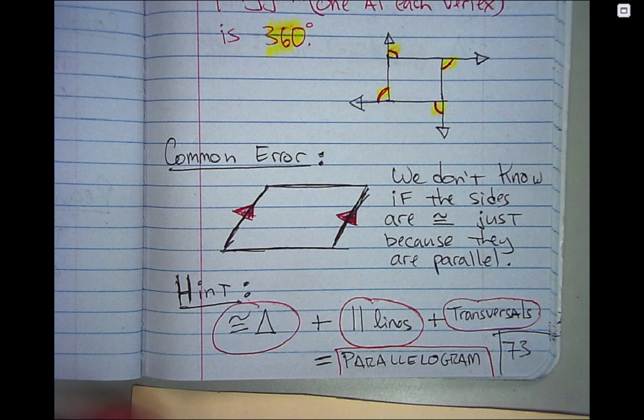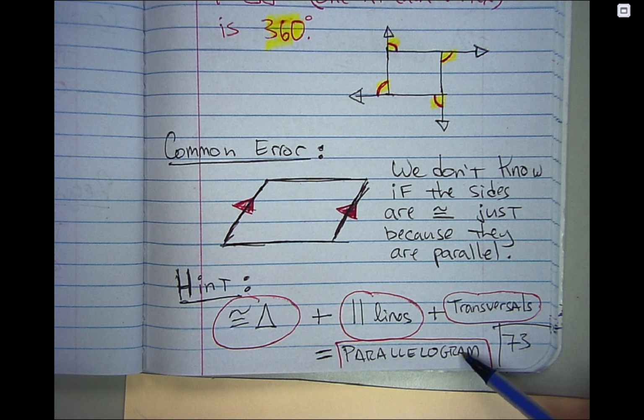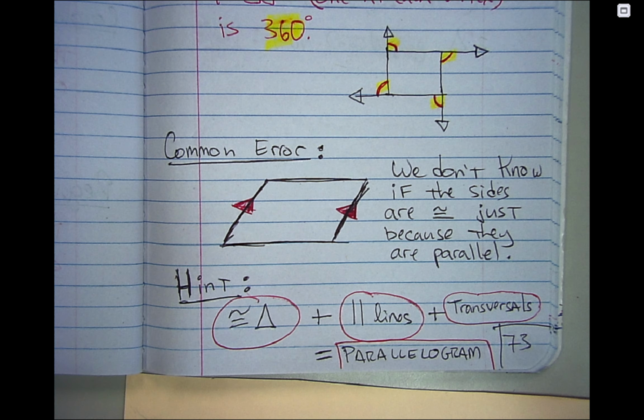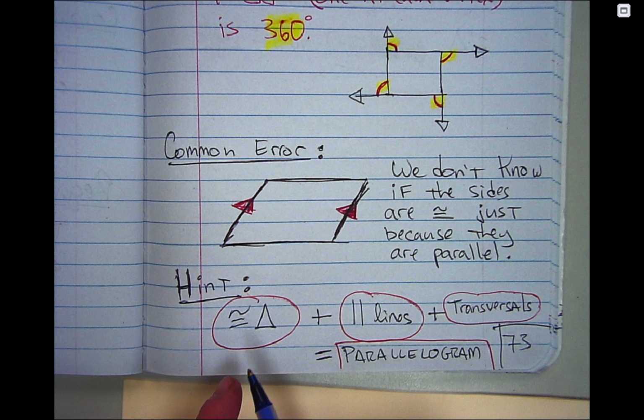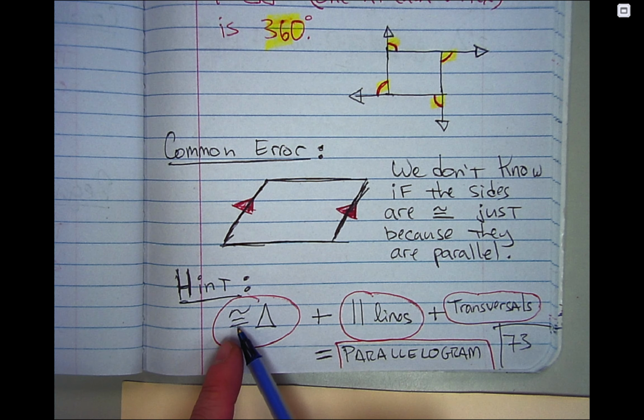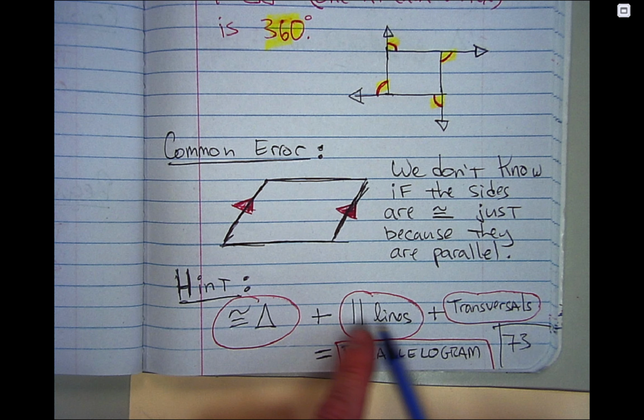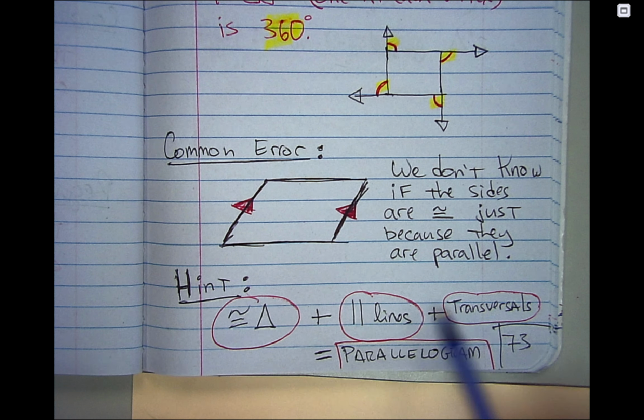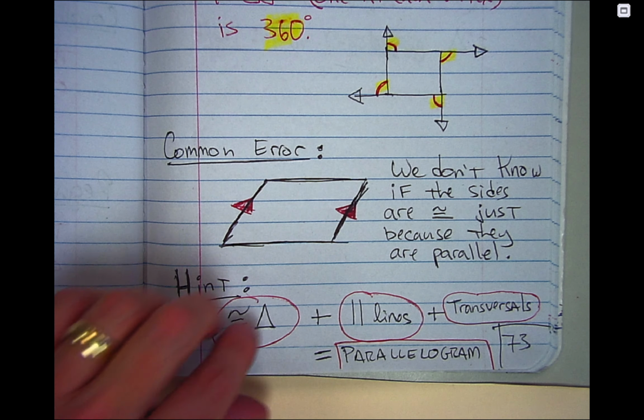All right, here's a little hint. In studying parallelograms and quadrilaterals, you really need to be a master of the skills and relationships relating to congruent triangles, parallel lines, and transversals. If you've been able to master these three, really chapters 3, 4, and 5, you'll be okay in this next chapter when we study quadrilaterals and parallelograms.